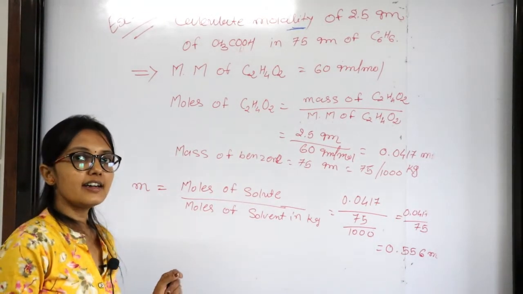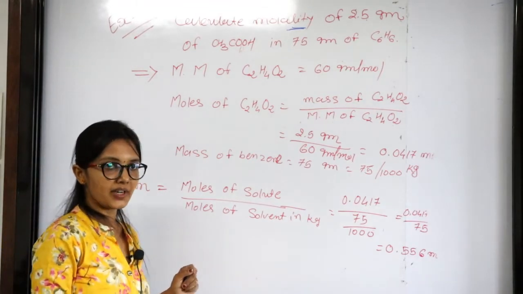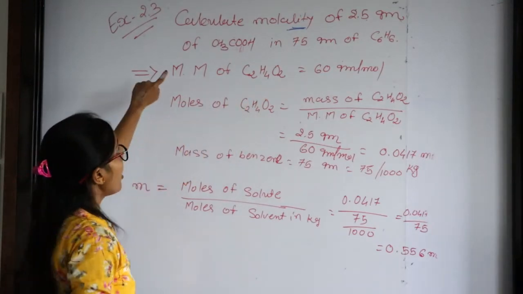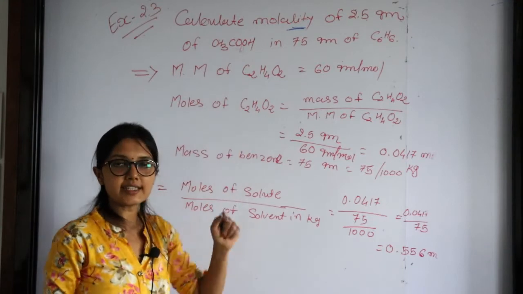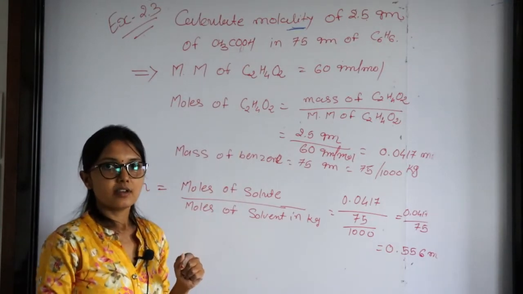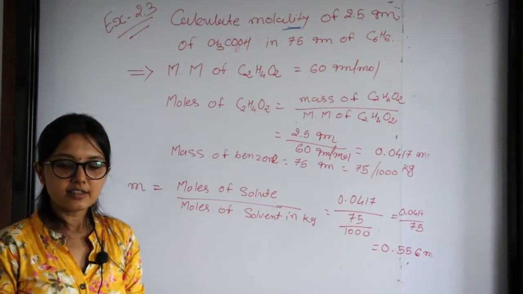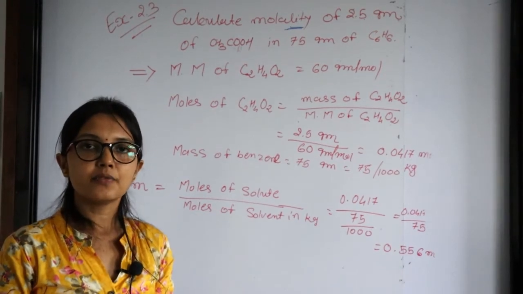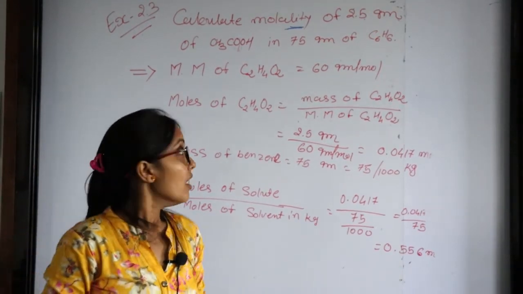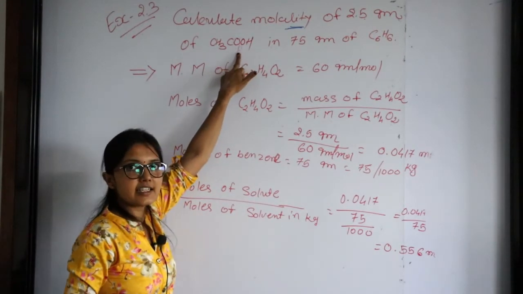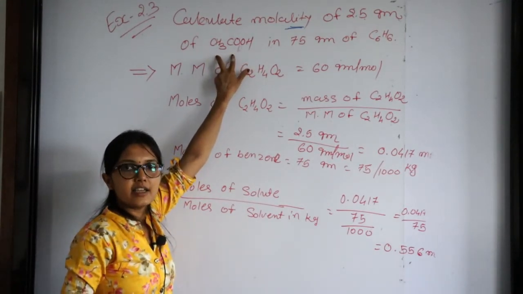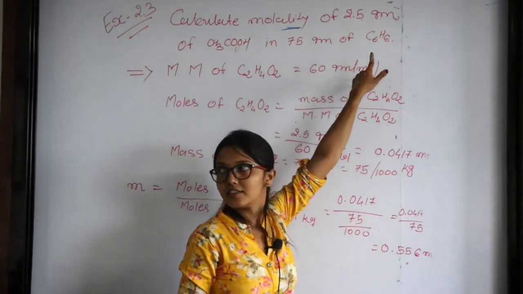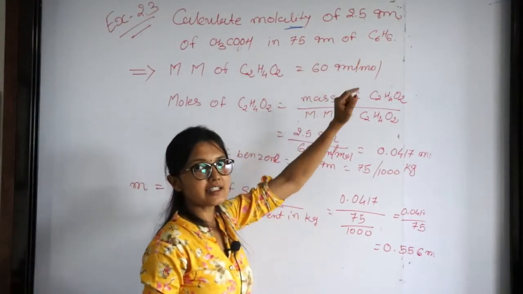Calculate the molality of 2.5 gram of CH3COOH, known as ethanoic acid, in 70 gram of benzene. You may have studied this in standard 11th under functional groups. COOH is known as carboxylic acid, and this one is ethanoic acid, another name for which is acetic acid. C6H6 is known as benzene.